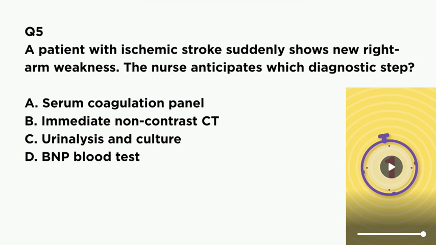A is incorrect because coagulation tests do not really confirm stroke type quickly. C is incorrect because urinalysis has no role in acute neurologic decline. And letter D is also incorrect because BNP evaluates heart failure, not neurologic changes.